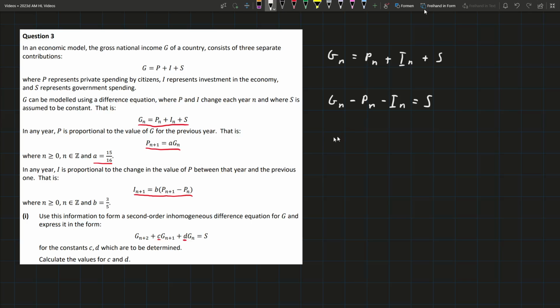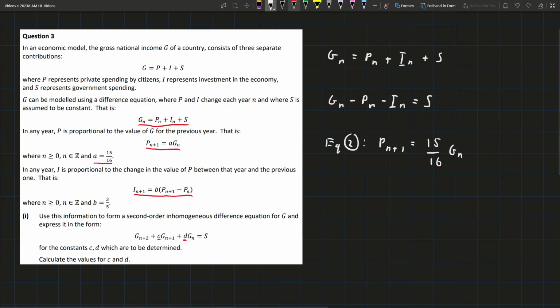So let's take the second equation. So let's look at equation 2. We're told that Pn plus 1 equals A times Gn. And A is 15 over 16. So you can actually write 15 over 16 Gn. It's 15 over 16, not 15 over 6.